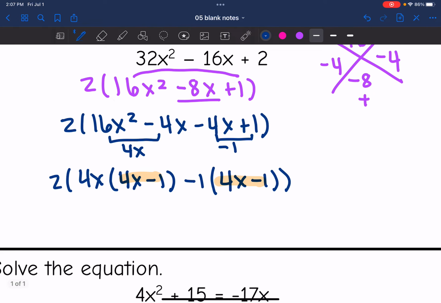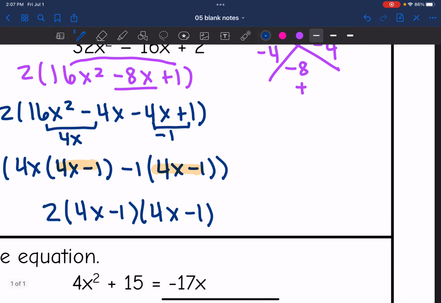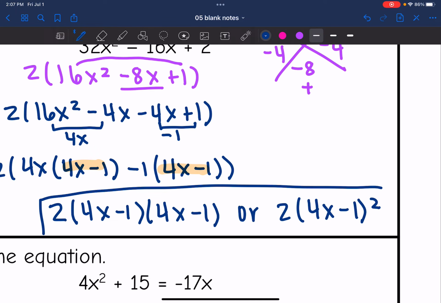So I can write my final answer. Don't forget the GCF of 2, and then it's 4x minus 1 times 4x minus 1. So you can leave it like that, but if you notice, these binomials are the exact same. So there's a little bit more condensed way I can write that as 2 times 4x minus 1 squared. You will see it both ways.